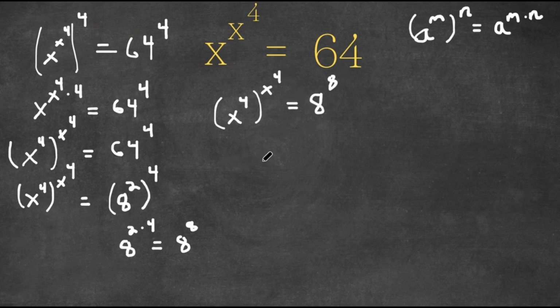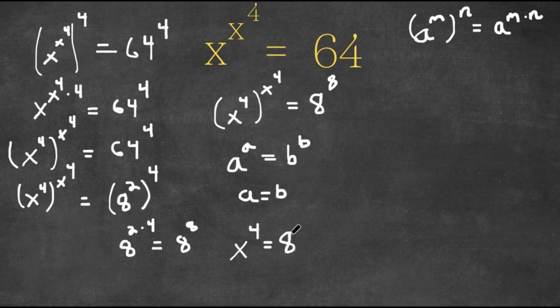And if we have an equation in the form a to the power of a equals b to the power of b, this also means that a is equal to b. So right here, this equation is in the form a to the power of a equals b to the power of b. So a, in this case x to the power of 4, equals b, 8. So now I'm going to write x to the power of 4 equals 8. So now we simply have a simple equation.